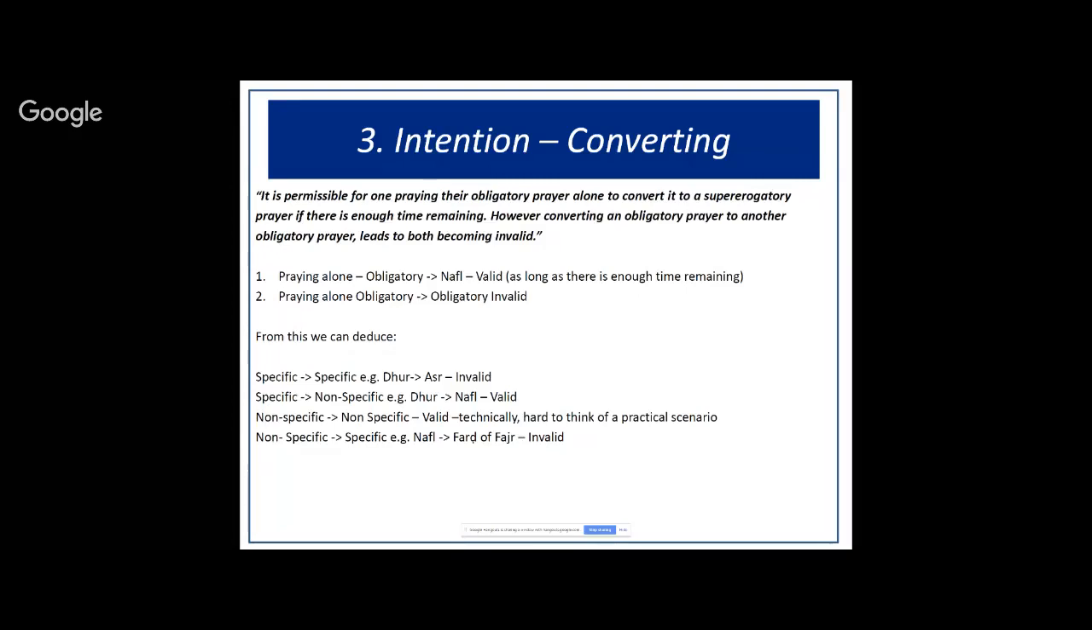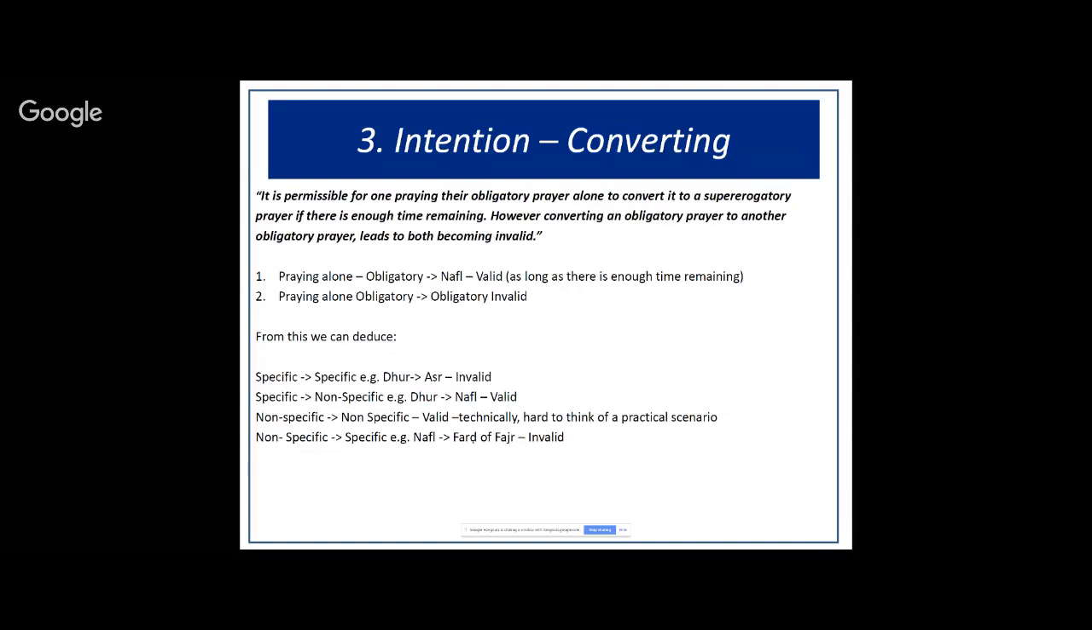Now, a specific prayer to a non-specific prayer, for example, you're praying your 4 rak'ah of dhuhr and you want to change it to 4 nafil, this is valid. So a specific to non-specific, this is valid. A non-specific prayer to a non-specific prayer, I don't know, technically, we're just using this as a scenario because it's one of the options, but this is valid as well.